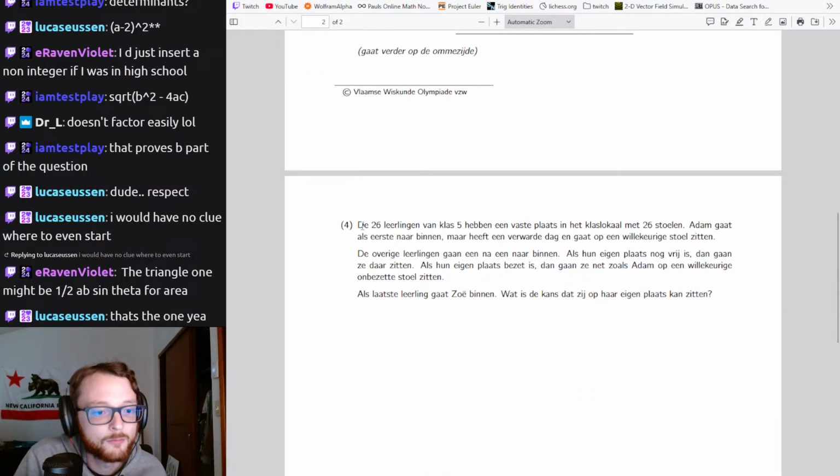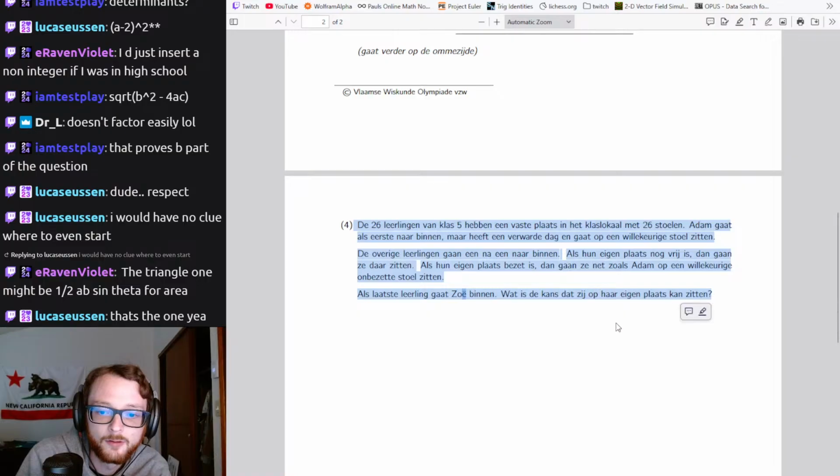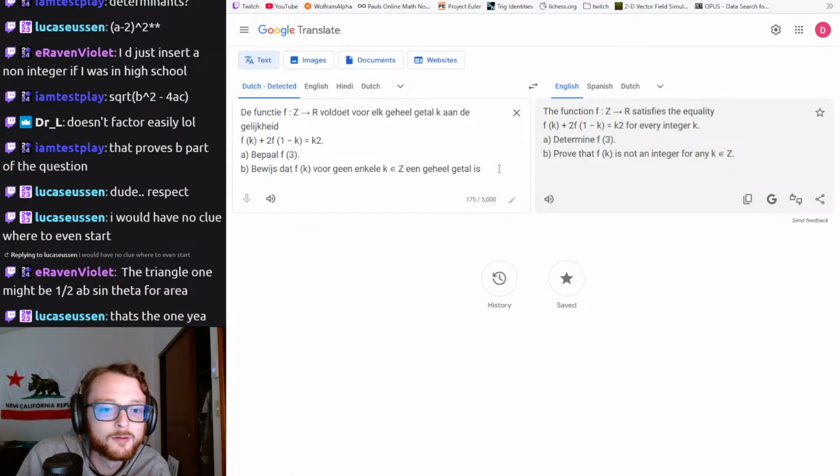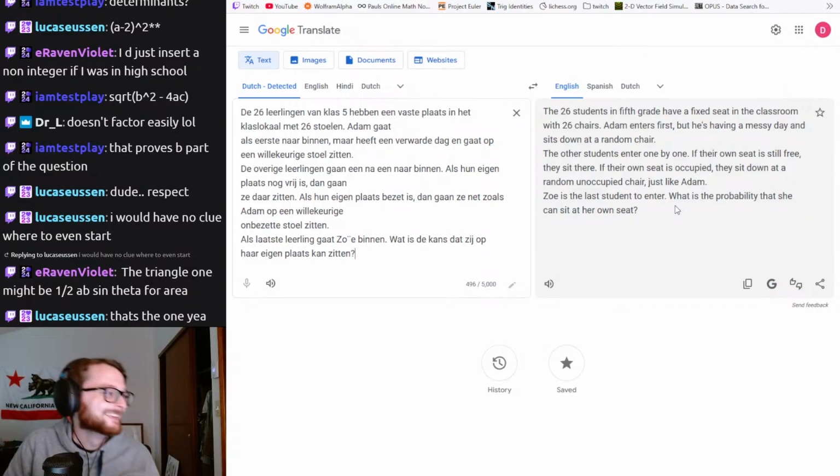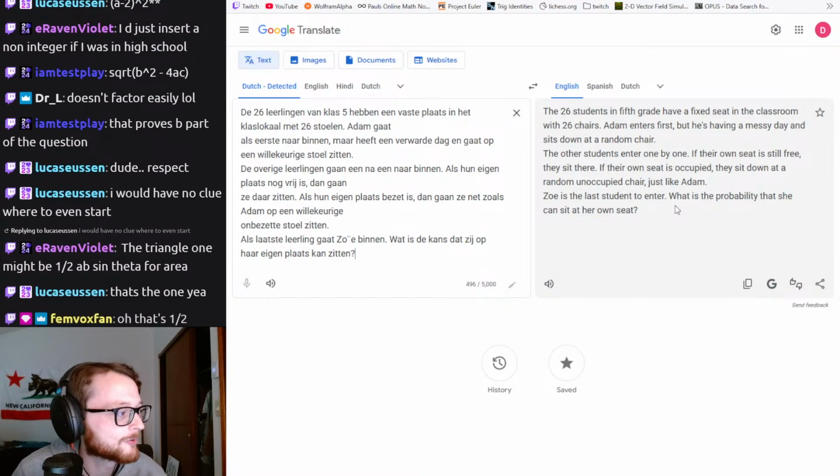So the other one Lucas said was number 4. "26 students in 5th grade have a fixed seat in the classroom with 26 chairs. First, having Adam sit down in a random chair." Oh, God. This feels like the birthday problem. I bet this one is easier if you do the inverse.